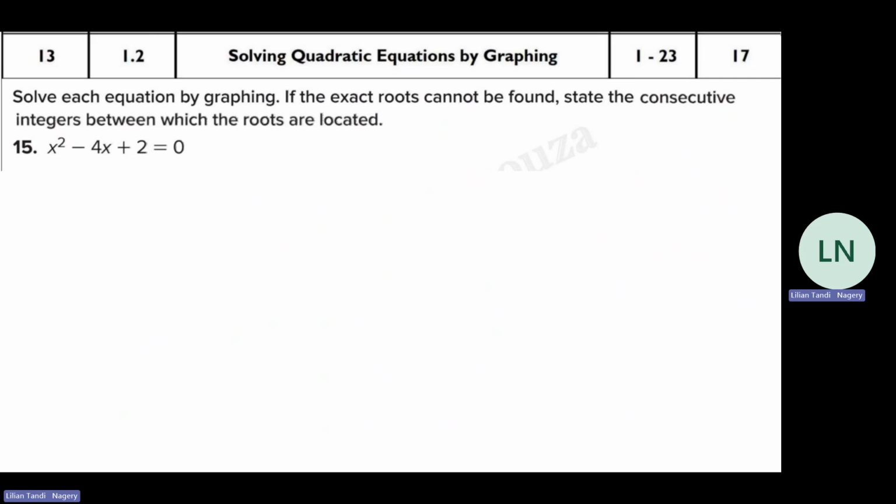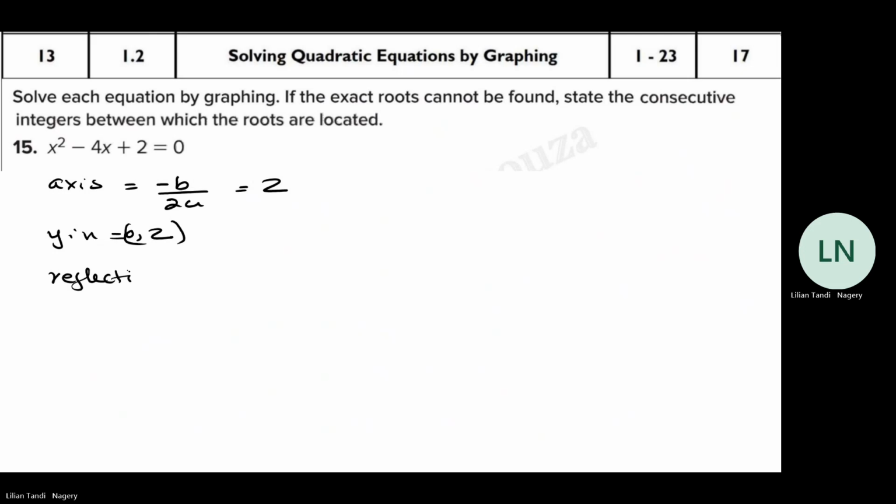Solve each equation by graphing, find the exact roots. Okay, so I found my axis, negative b over 2a, and that gave me 2. And then I found my y-intercept, which is also 2. So I wrote it 0, 2. Then I found my reflection, which is 4, 2.